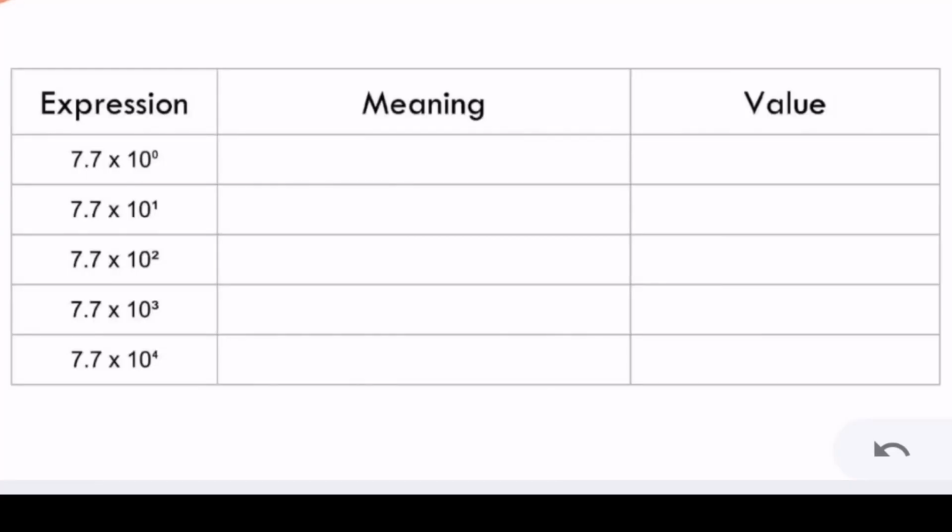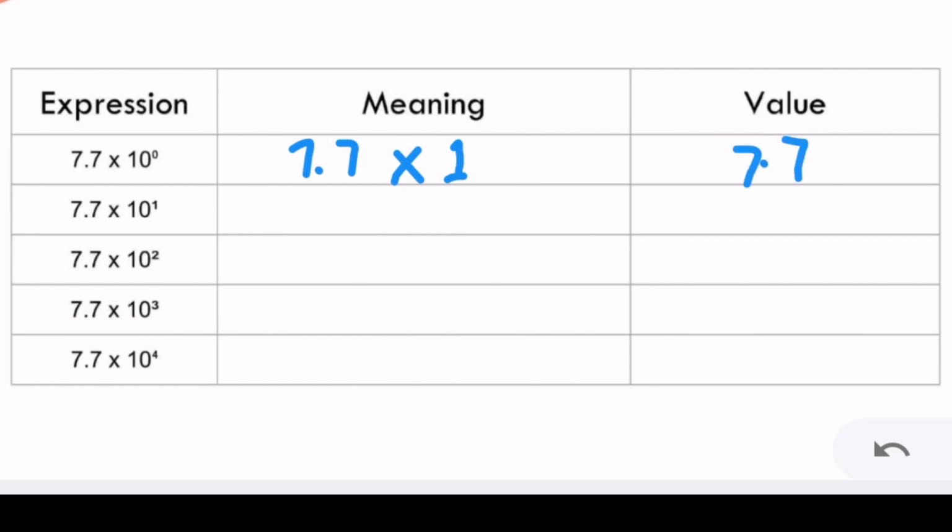In this table, we are given the following expressions: 7.7 times 10 raised to 0, 7.7 times 10 raised to 1, and so on and so forth. If you will notice, the powers of 10 here are all positive, including 0. So let's have first 7.7 times 10 raised to 0. Since 10 raised to 0 is equal to 1, this becomes 7.7 times 1.